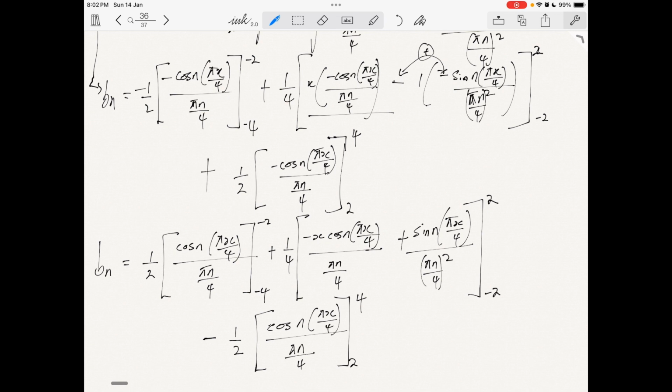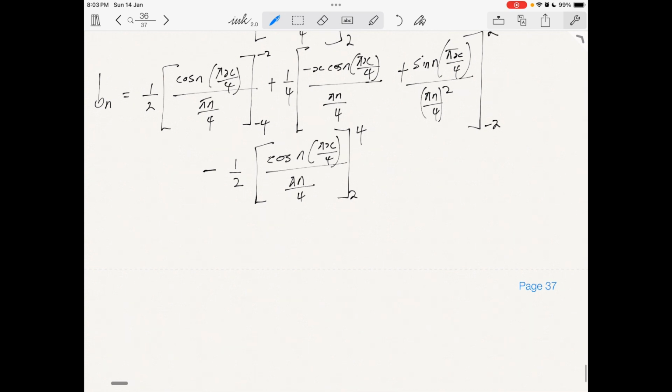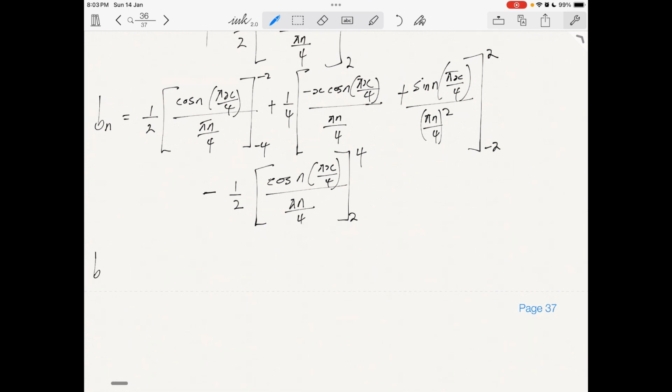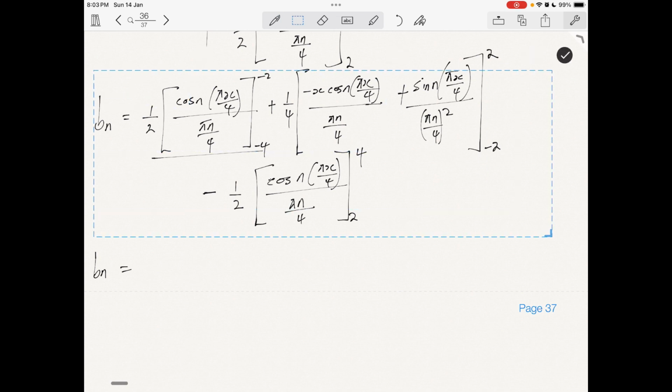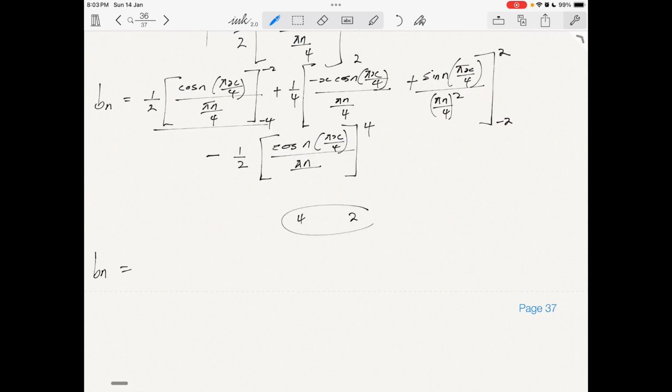So after this is done, the next thing we are going to do is impute the limit, the upper limit minus lower limit. Now let's add upper limit and also lower limit. So bn, upper limit of this and lower limit of this. Let's plug in our upper limit and also our lower limit. So bn is 1 over 2.